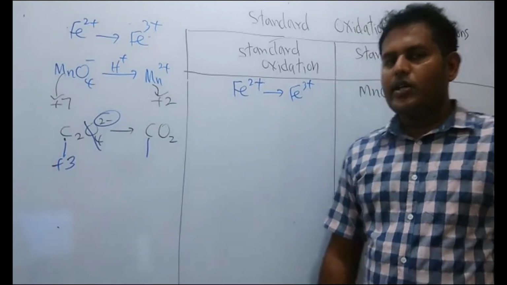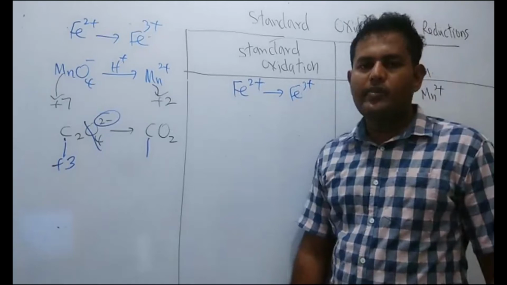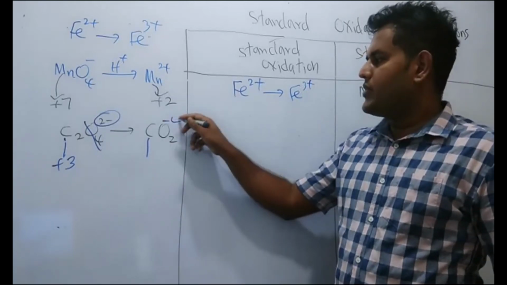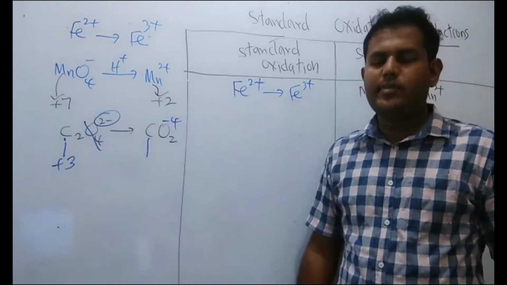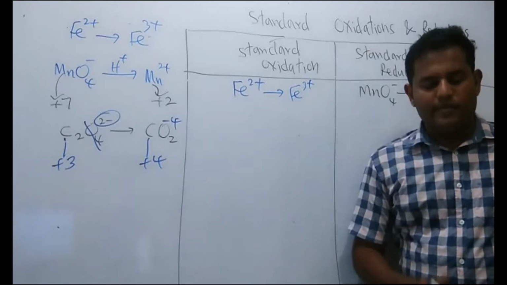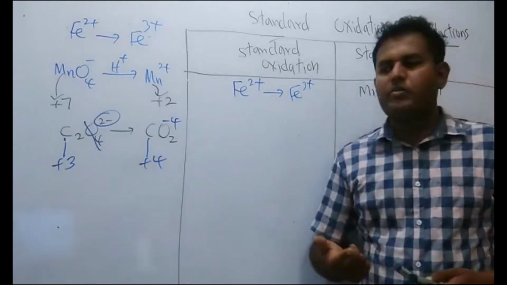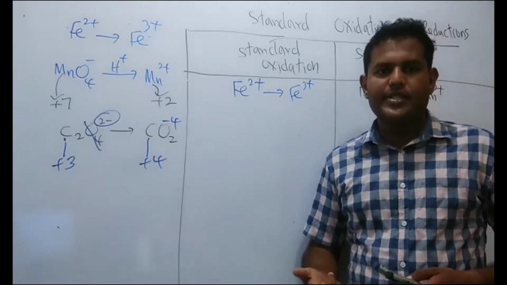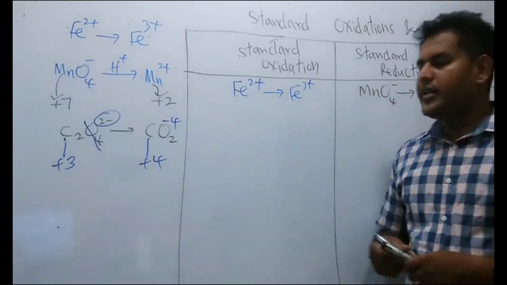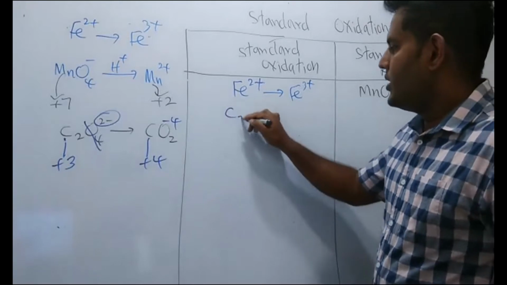Okay, what about CO2? Oxidation number of carbon: one oxygen is minus 2, two oxygens minus 4. Then what is the oxidation number of carbon? Plus 4. So you can see, when we determine the oxidation number of one carbon atom, the oxidation number has increased, plus 3 to plus 4. As the oxidation number has increased, it's an oxidation, right?